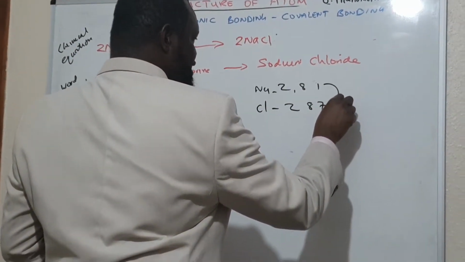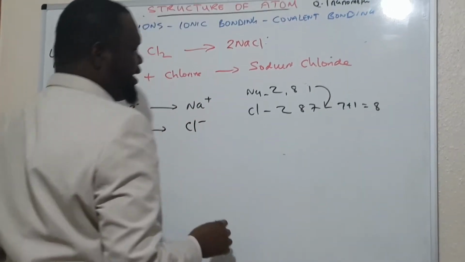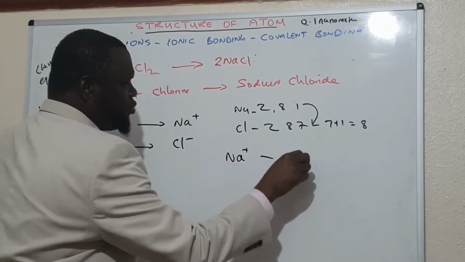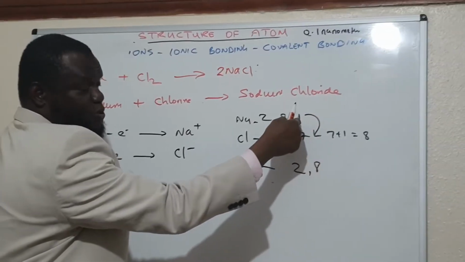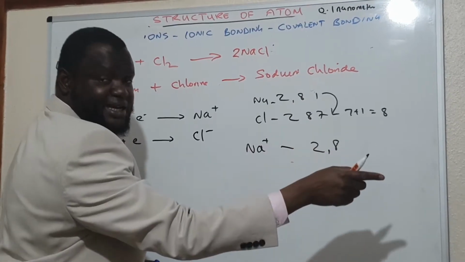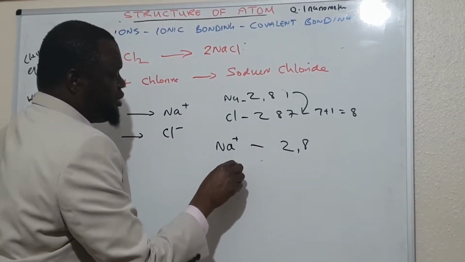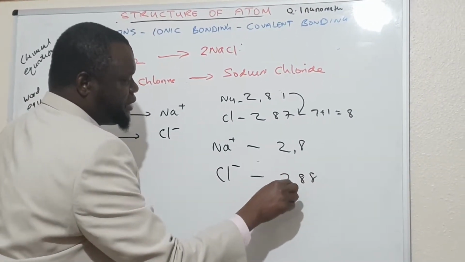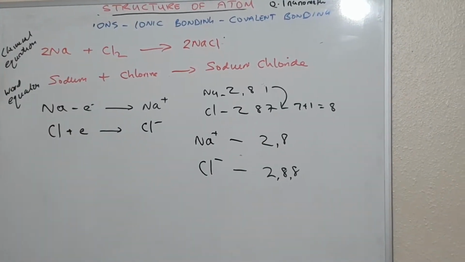Okay, this becomes 7 plus 1, 8. So basically now, the sodium ion will become 2,8. 8 electrons in the outermost shell. Previously it was 1 in the outermost shell. Now since I have lost 1 electron, that shell disappears, isn't it? And you have only 2,8. Now chlorine minus will be 2,8,8. From 2,8,7 to 2,8,8.